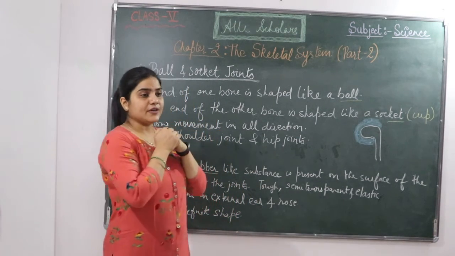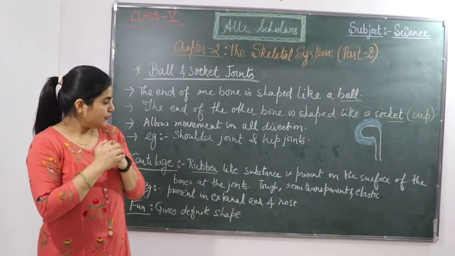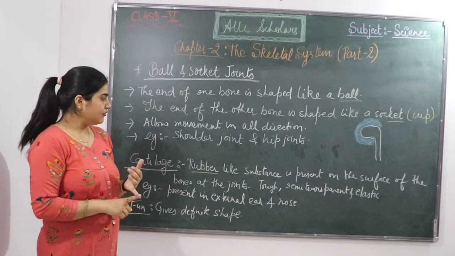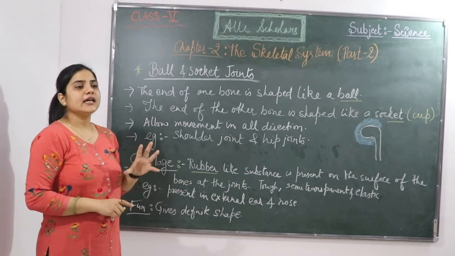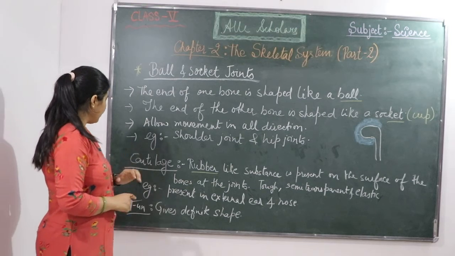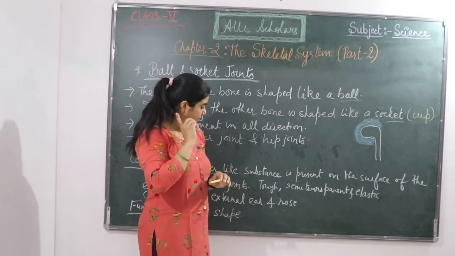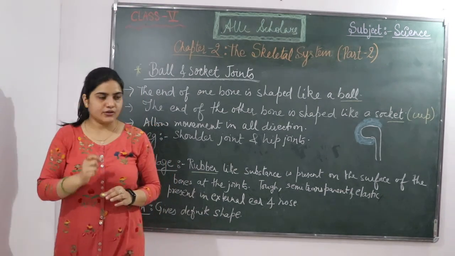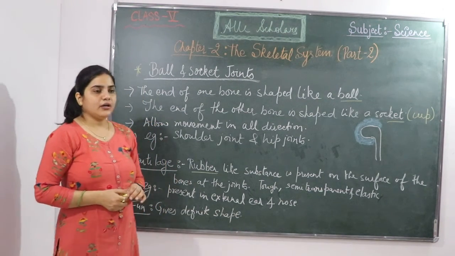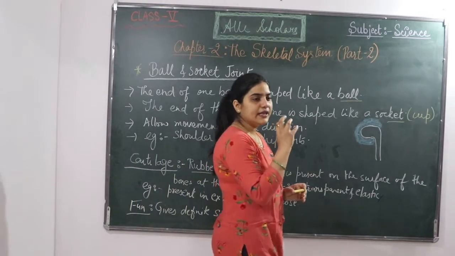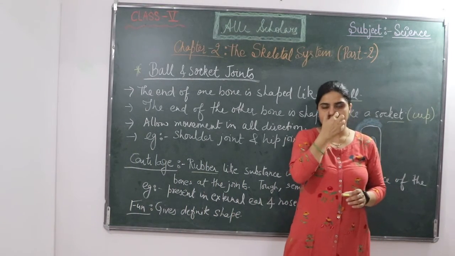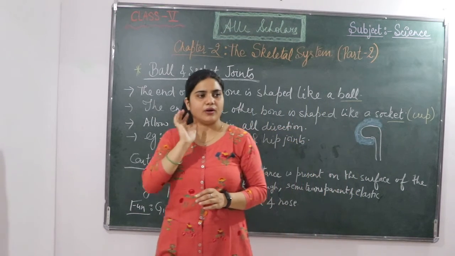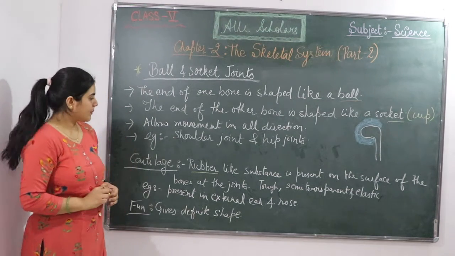Cartilage prevents the bone from wearing out. The characteristic features of cartilage are that it is tough, semi-transparent, and elastic. For example, it is present in our external ear. Our nose has cartilage too. It has a very good function, that it gives a very definite shape. Our nose has one definite shape, our ear has one definite shape.